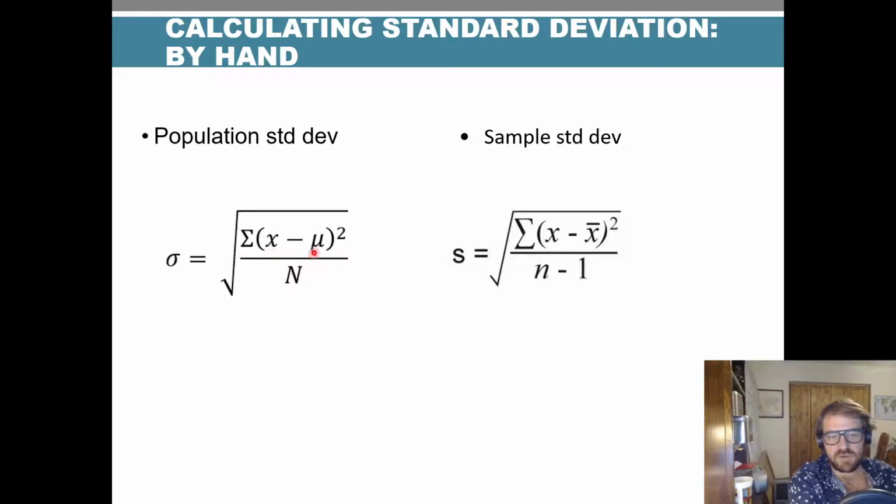And then what you're going to do is divide that by N, uppercase N, the number of samples you have in your population, right? And then you're taking the square root of that.